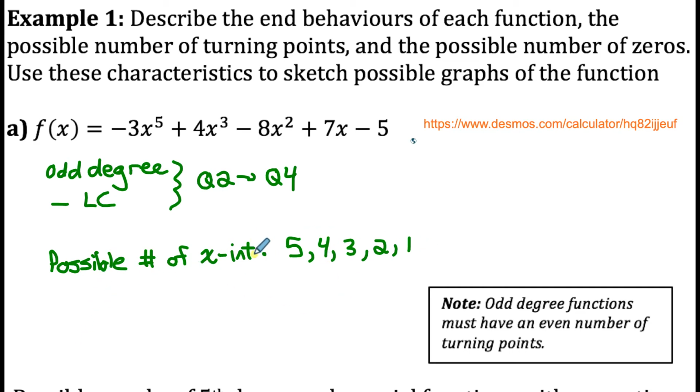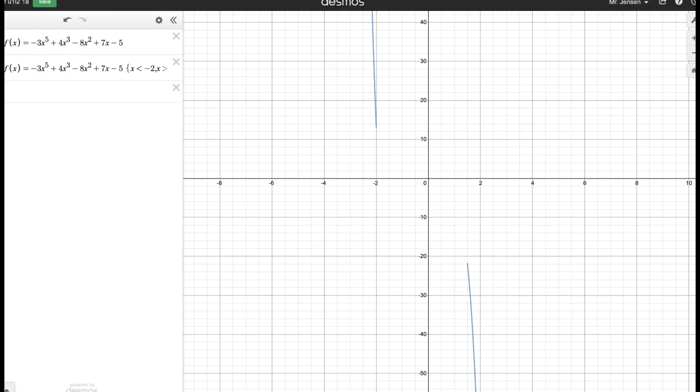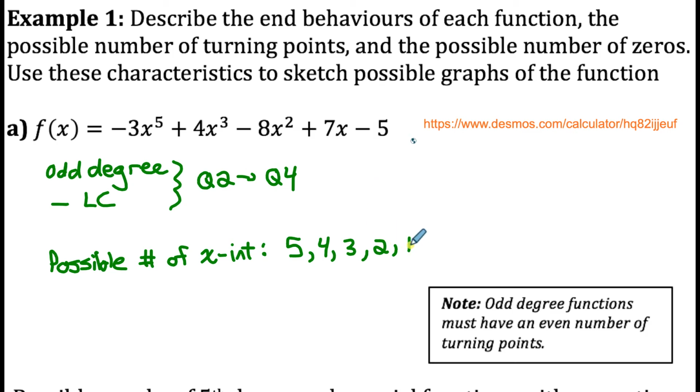We don't know which one it is. And like I showed you, it actually is this function. So it actually only has one, which we have in our list of possibilities, but it could have had anything in between. Okay, now let's talk about possible number of turning points.